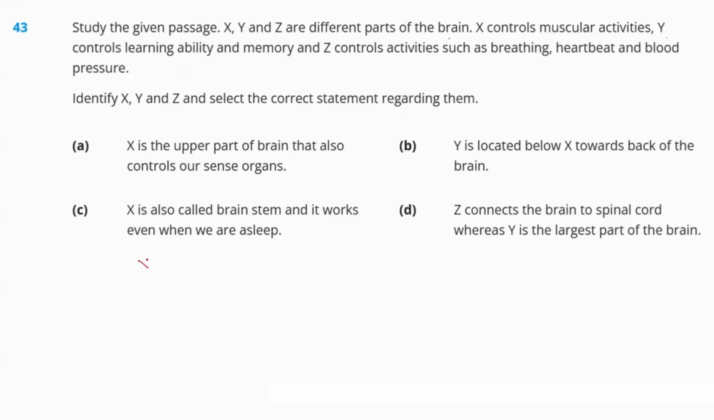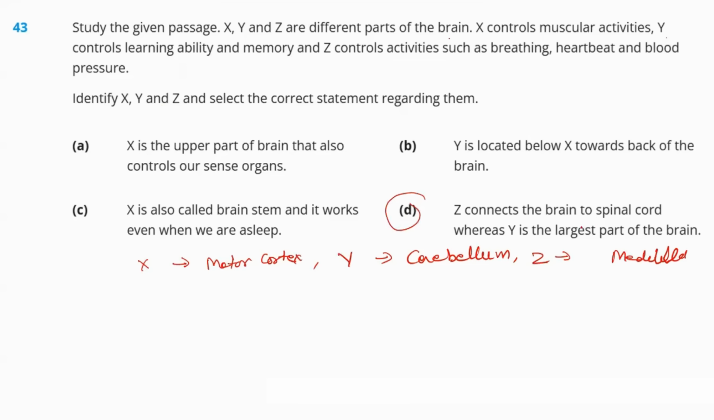So, everyone, what would be X? It would be motor cortex, right? What would be Y? It would be cerebellum. And what would be Z? It would be medulla. According to that, now we know. So Z connects the brain to the spinal cord, whereas Y is the largest part of the brain, right?